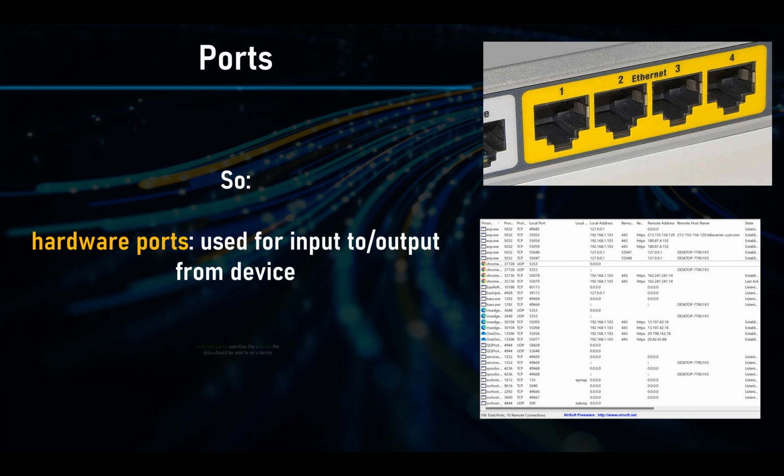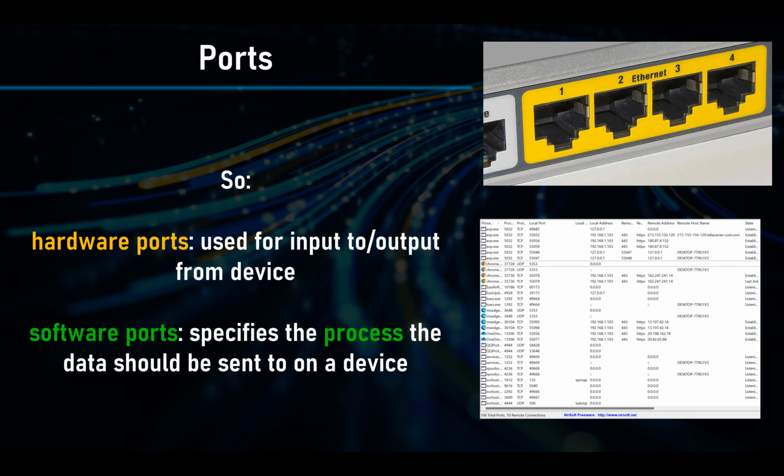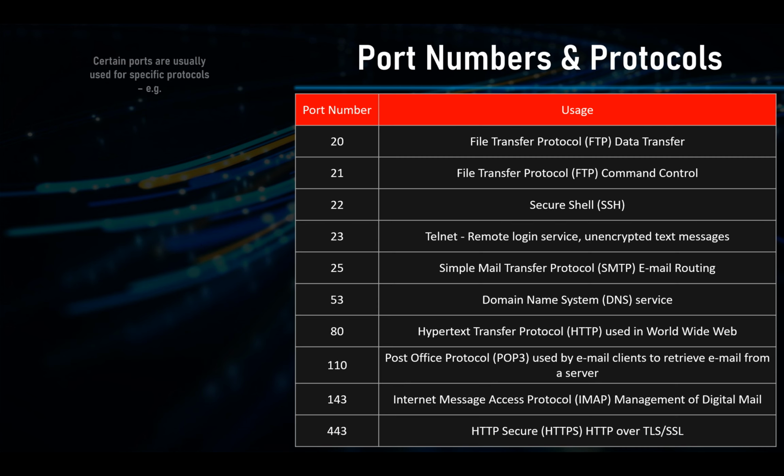Okay, so hopefully that makes sense. And again, just to recap, hardware ports are used for input and output to and from a device. Software ports specify the process that the data should be passed on to on a device.